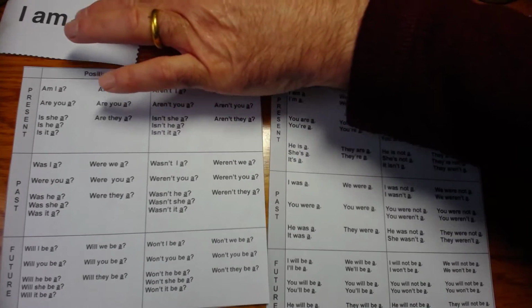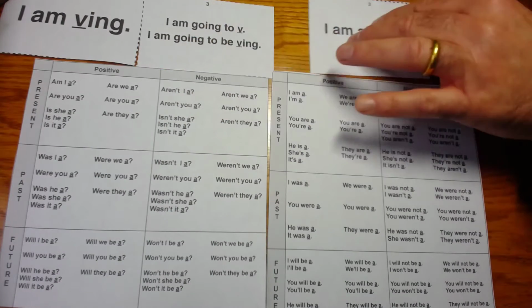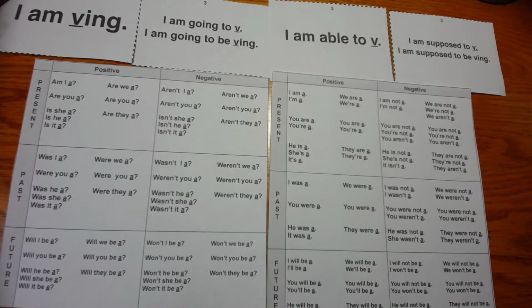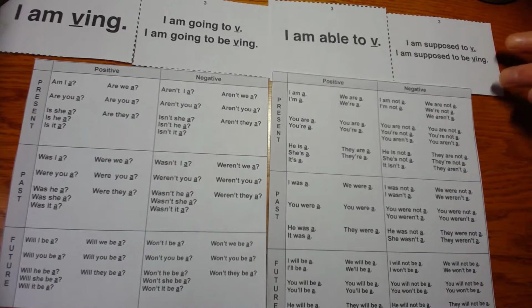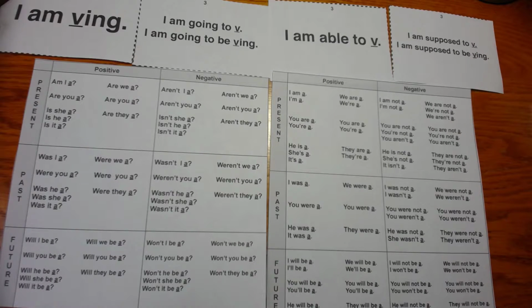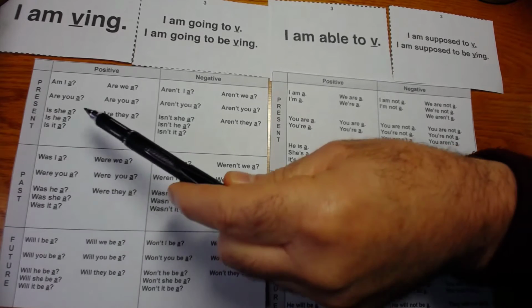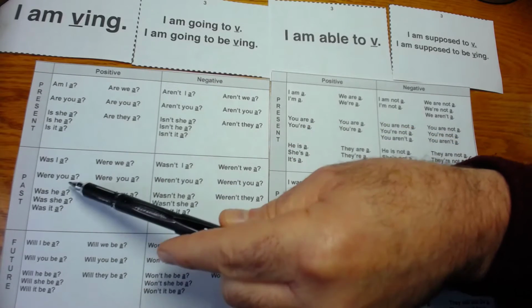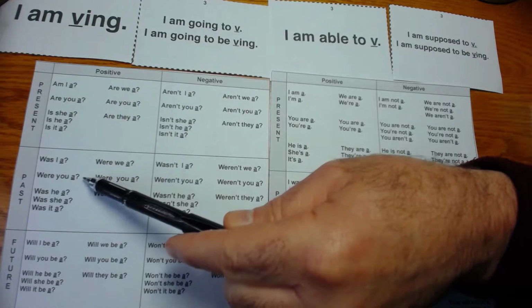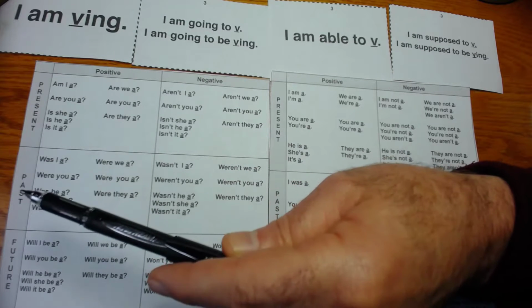Okay, here's the fourth pattern. I am supposed to study. I am supposed to be studying. They are the same. Think of them as the same. So, please repeat. Are you supposed to go? Were you supposed to travel?